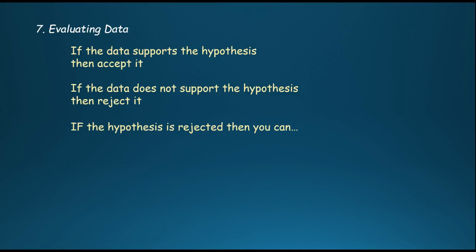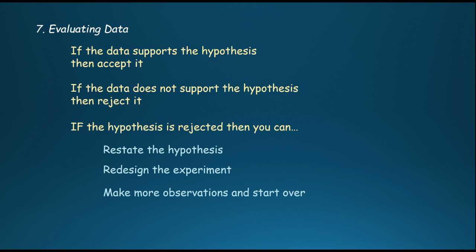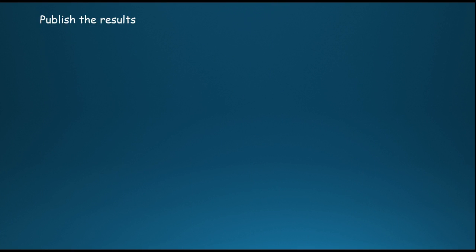If the hypothesis is rejected, then there's some things that we can do. We can restate the hypothesis. We can redesign the experiment. We can make more observations and start over. But the one thing that you would never do is just throw out the data.